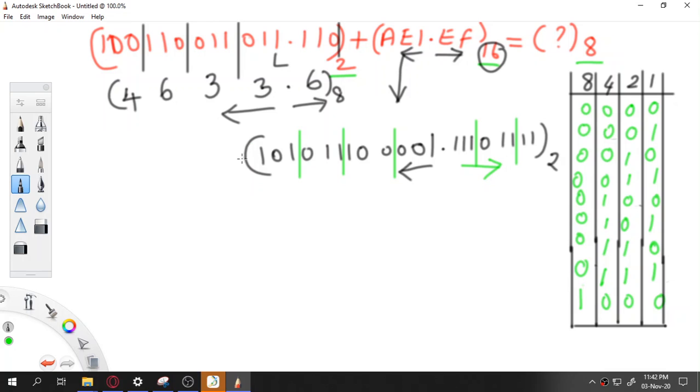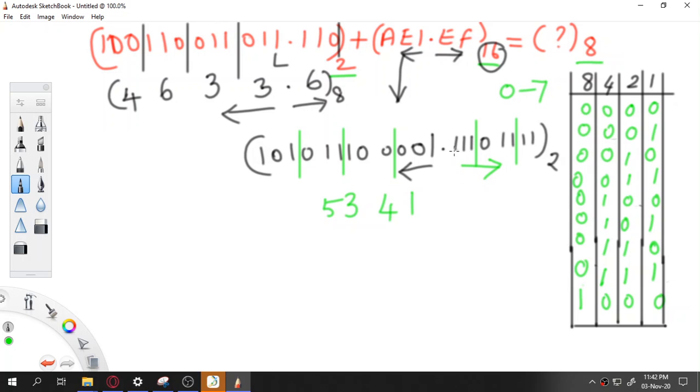Starting from here, this is 1, and 100 is actually 4, and 011 is actually 3, and 101 is actually 5. So we have converted the number into an octal number, and we make sure that the numbers are always between 0 and 7. So we will not get a number more than 7.